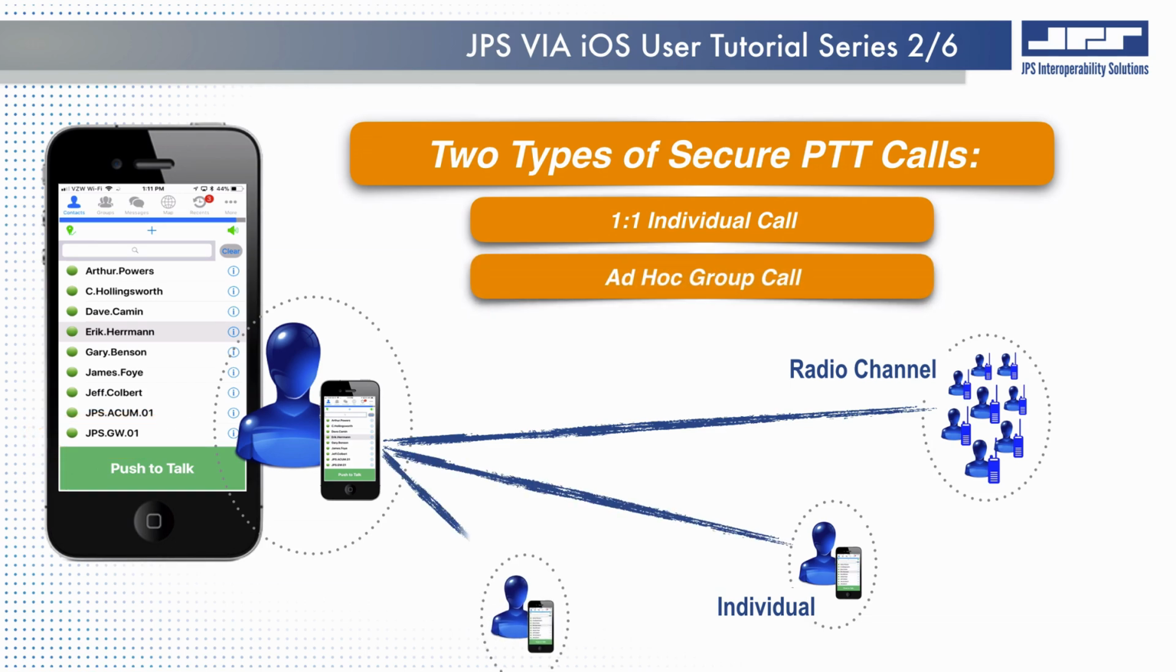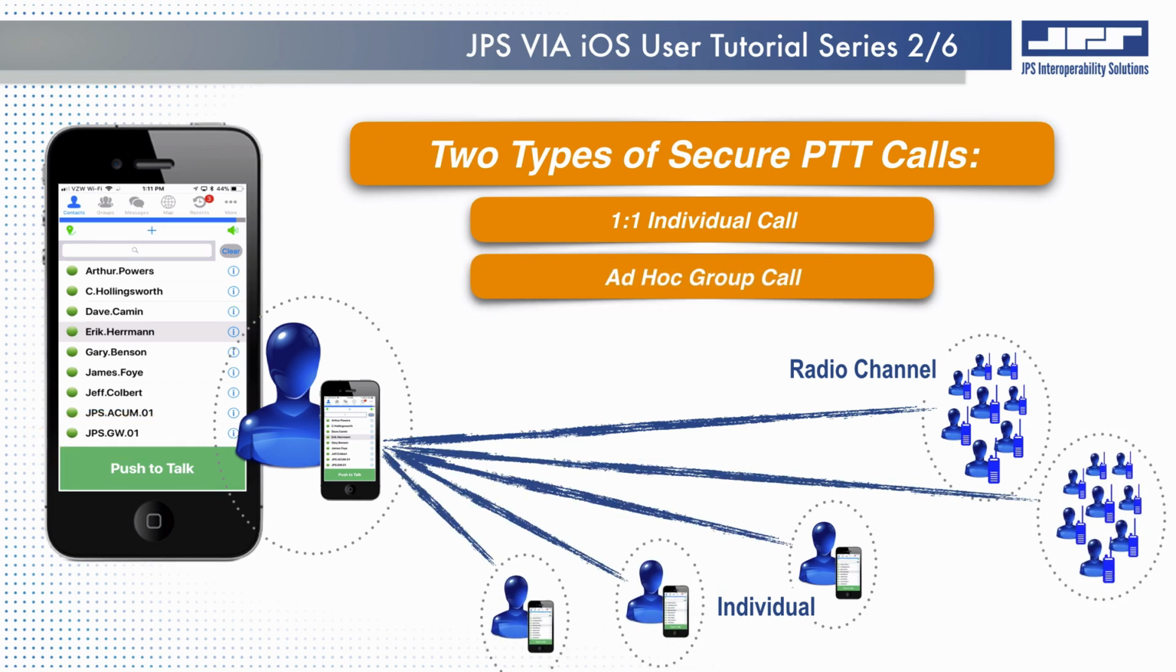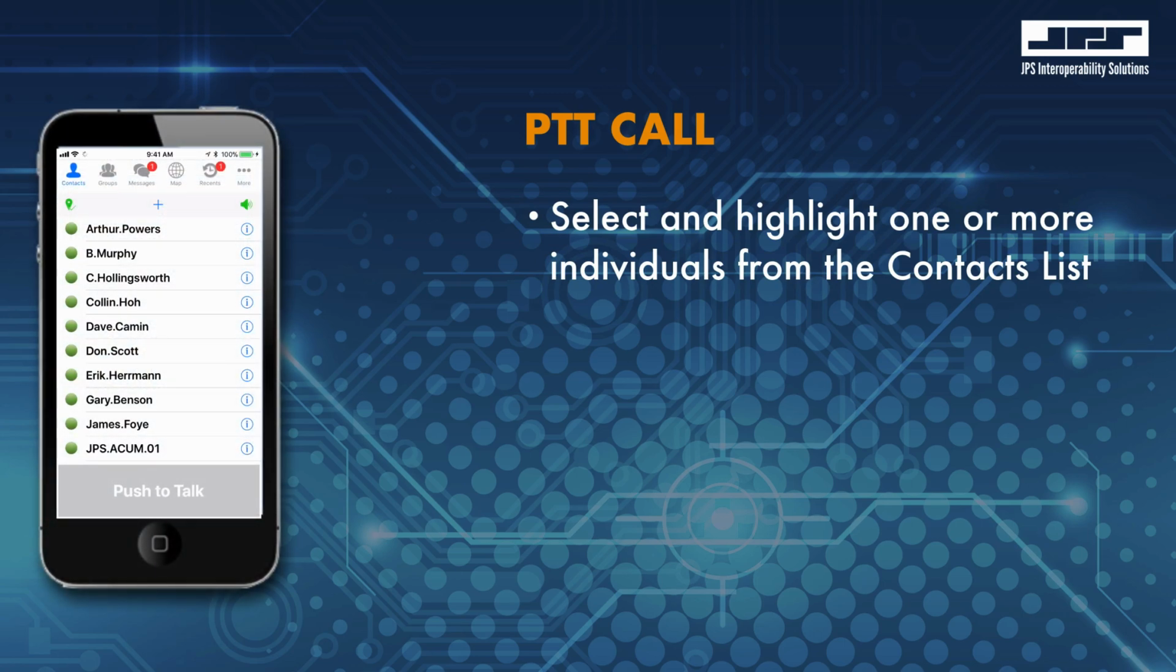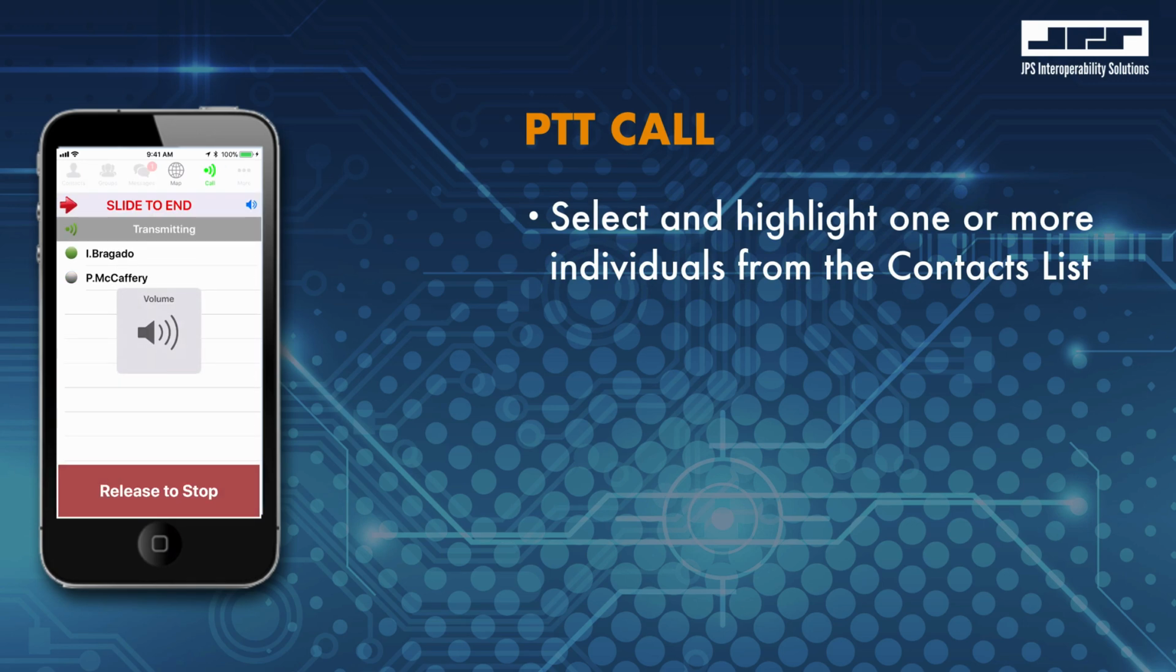The second type of PTT call established from the VIA contacts list is an ad hoc group call. An ad hoc group call is created by selecting more than one and up to 255 individual users or individual radio channels from one's contacts list. To establish a PTT call from one's contact list, select and highlight a single user or select multiple users to establish the ad hoc call.